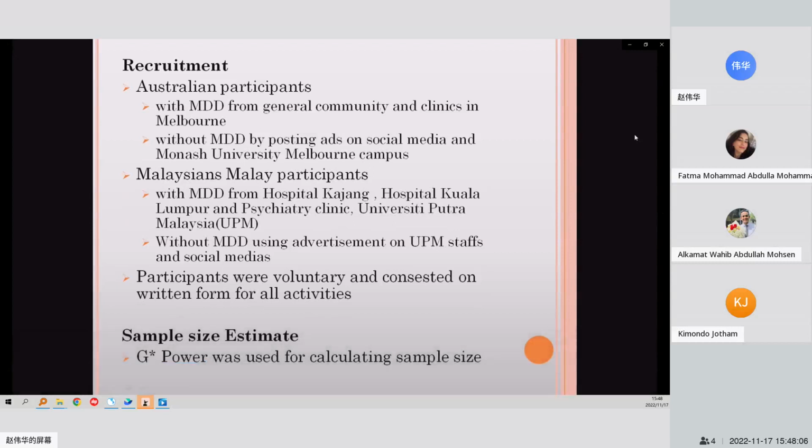The participants were voluntary, and they gave written consent for all the activities done under this study. The sample size of this study was calculated using G*Power.